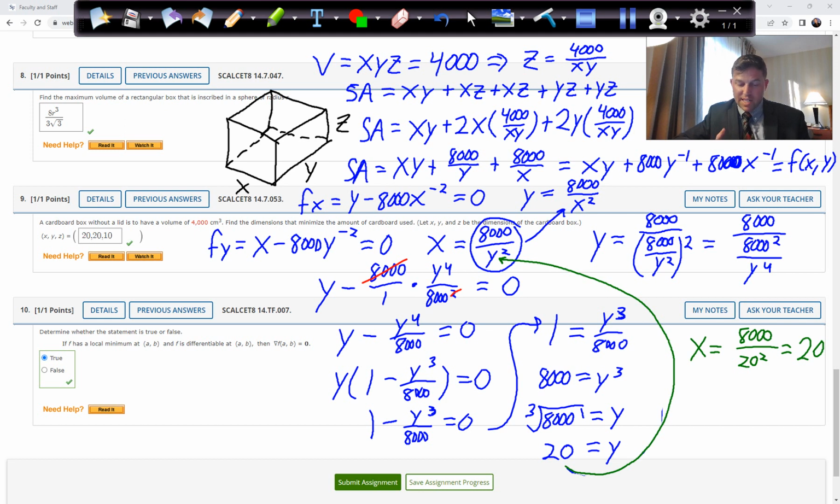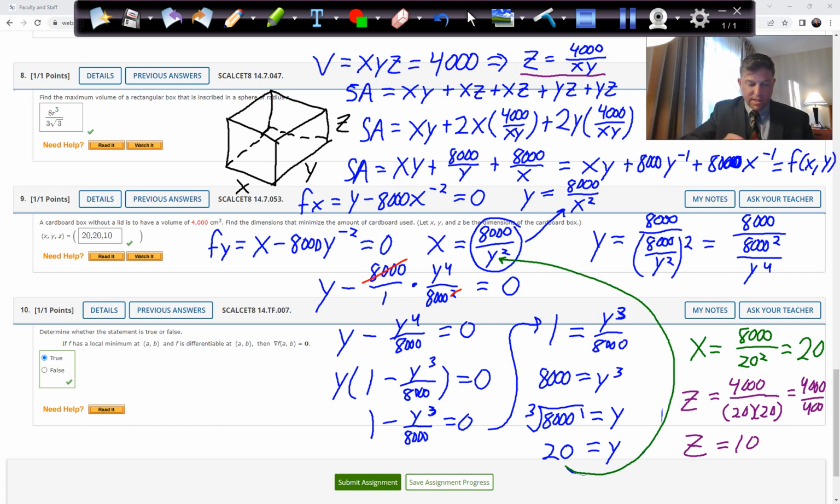Now it would be a cube if z is the same value, but let's check it. z is this equation here. z is equal to 4,000 divided by x times y, but x and y are both 20. So we get 4,000 divided by 400. z is 10. So this is not a cubic box. It's a square box that is half as tall as it is wide in either direction. So it's not quite a perfect cube. So the dimensions are x is 20, y is 20, z is 10. And that's how you do that one.